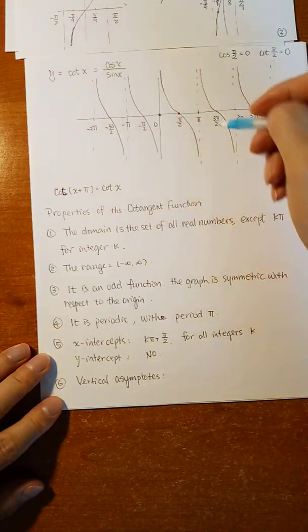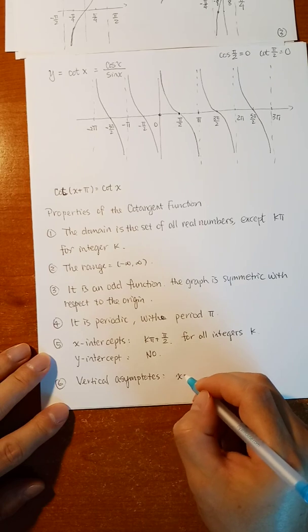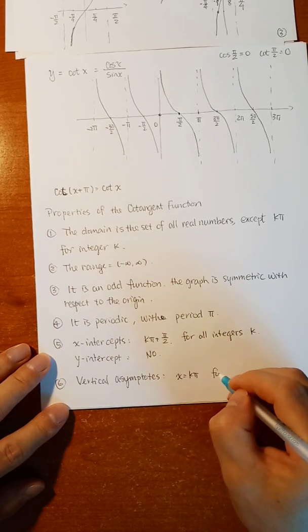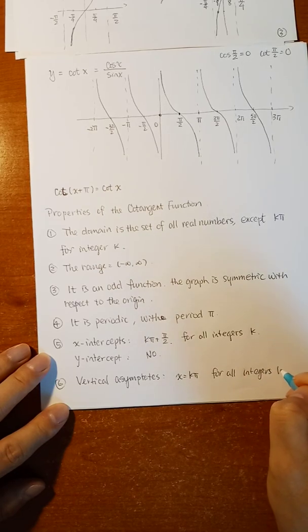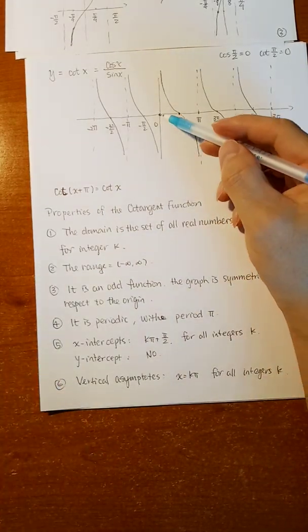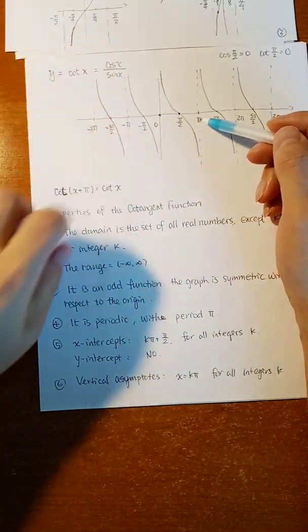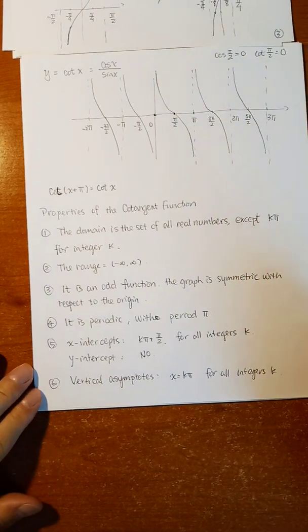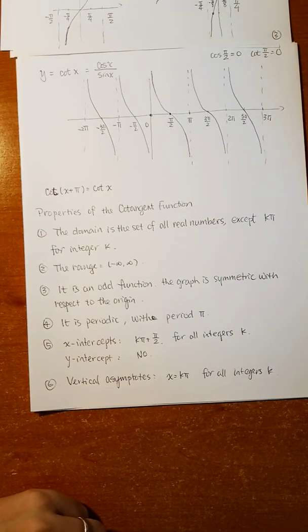It also has infinitely many vertical asymptotes. They are x equal to k pi for all integers k. K equal to 0, it's this vertical asymptote. K is equal to 1, it's this one. K is equal to negative 1, it's the left one. Okay, that's a vertical asymptote. Right? So this is the list of the properties of a cotangent function.